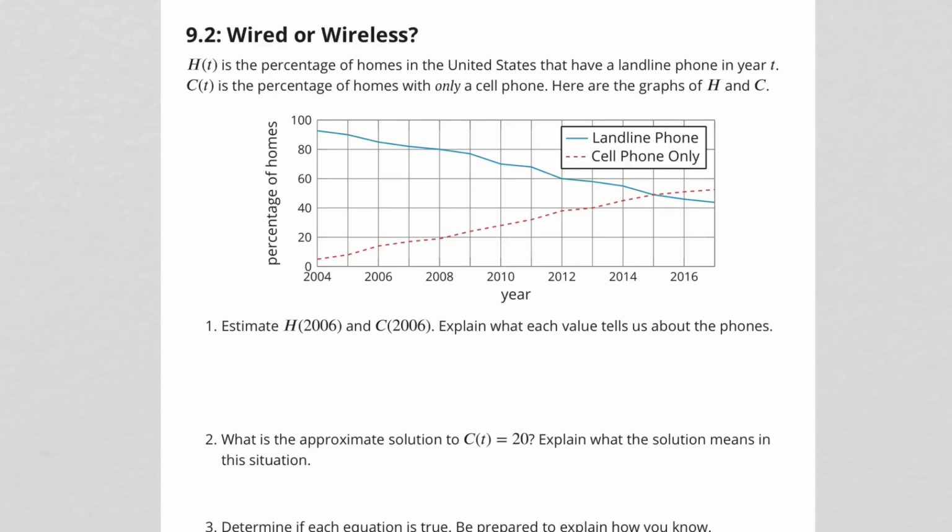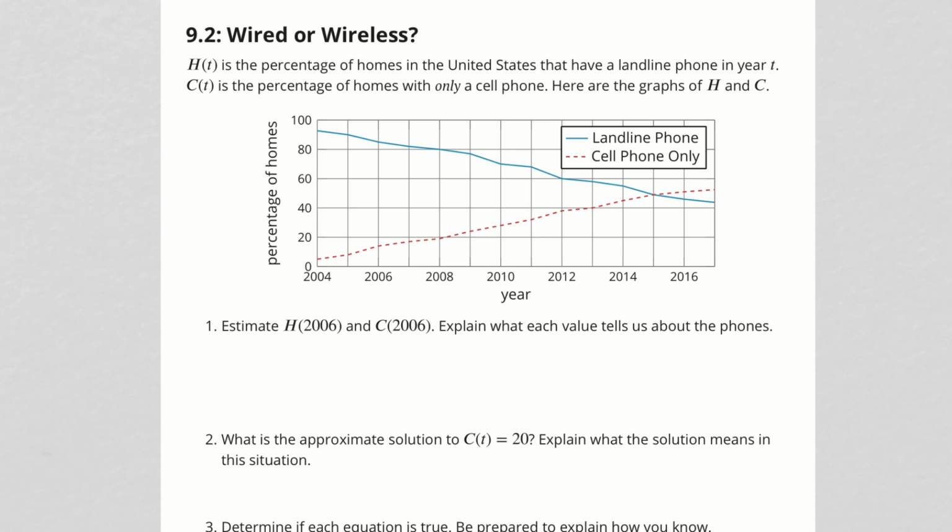All right. So 9.2, wired or wireless. H of T is the percentage of homes in the U.S. that have a landline in year T. C of T is the percentage of homes with only a cell phone. Here are the graphs of H and C. Estimate the percentage of homes in 2006 that have a landline and the percentage of homes with only a cell phone in 2006. Back then, landlines were the only option.